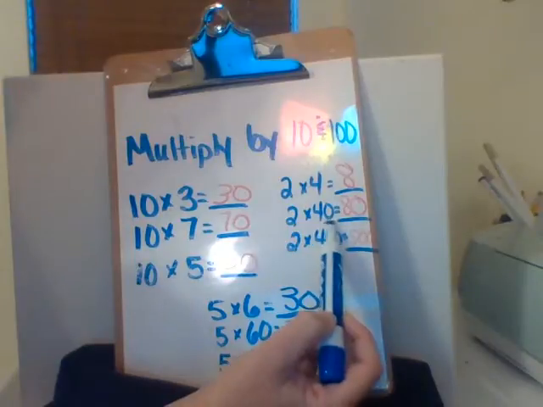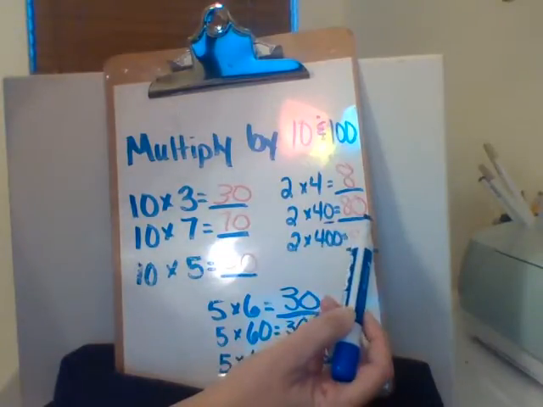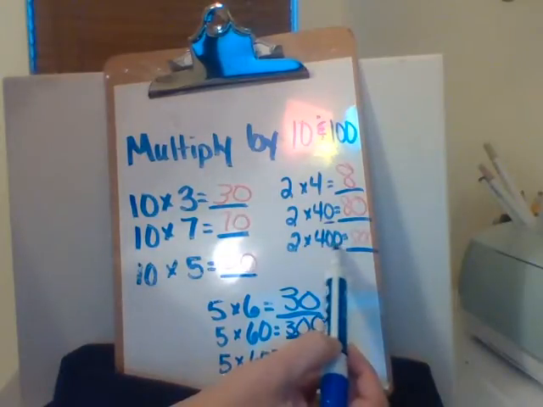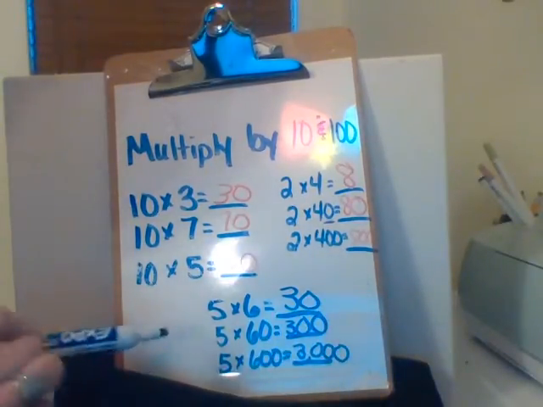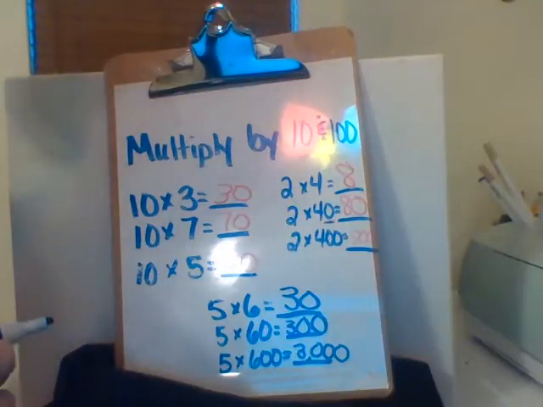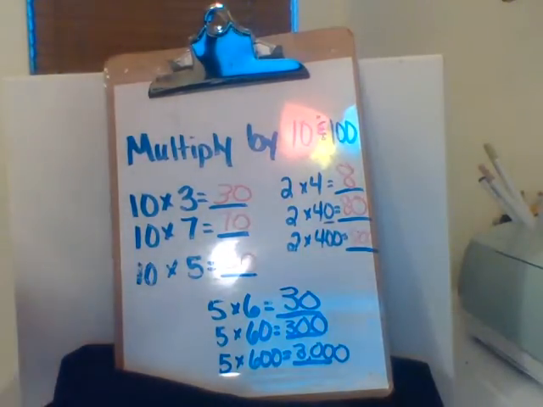Okay, so just to review, when you have a digit times 10 or times a multiple of 10, however many zeros there are in the problem, that's how many zeros there are going to be in the end, as long as those zeros are in the ones or tens or hundreds place. So multiplying by 10 and by 100.